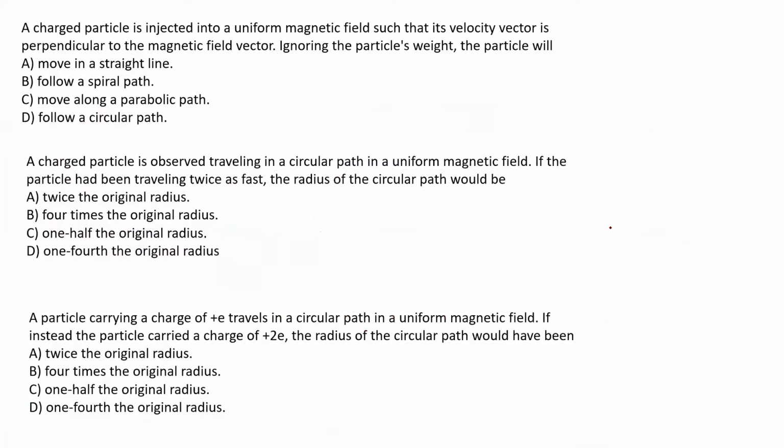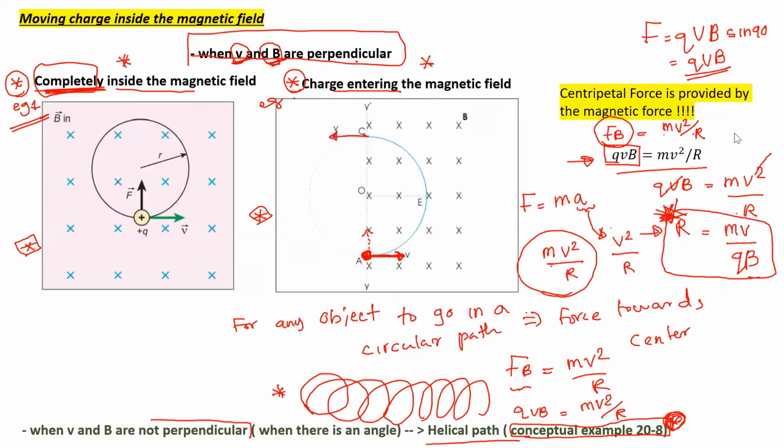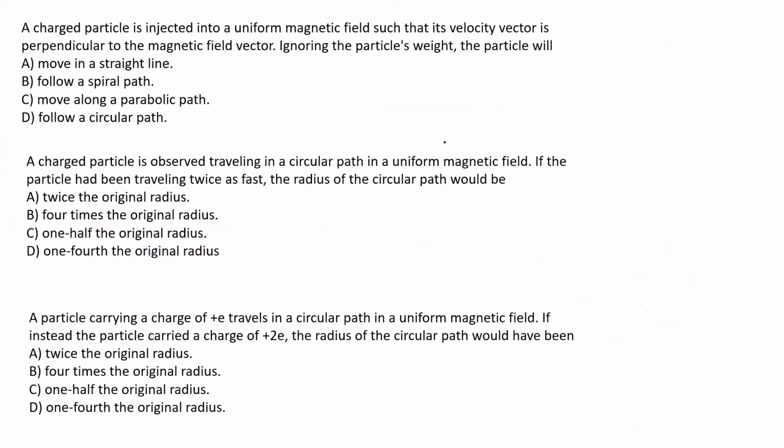Okay, let me check the time. Okay, we have a few minutes. So if I go back, I'll write this equation. R equals mv divided by qB, right? So we will need this. R equals mv divided by qB.